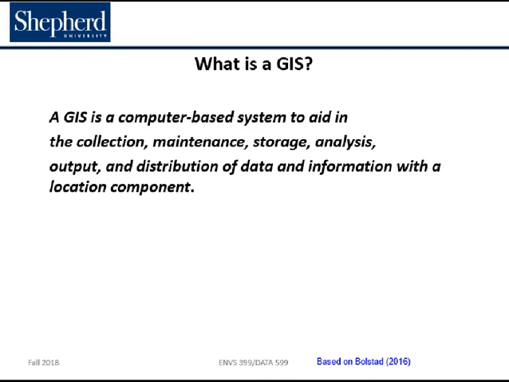A GIS is a tool for making and using spatial information. And here's the book's definition. A GIS is a computer system to aid in the collection, maintenance, storage, analysis, output, and distribution of data and information that has a location component.